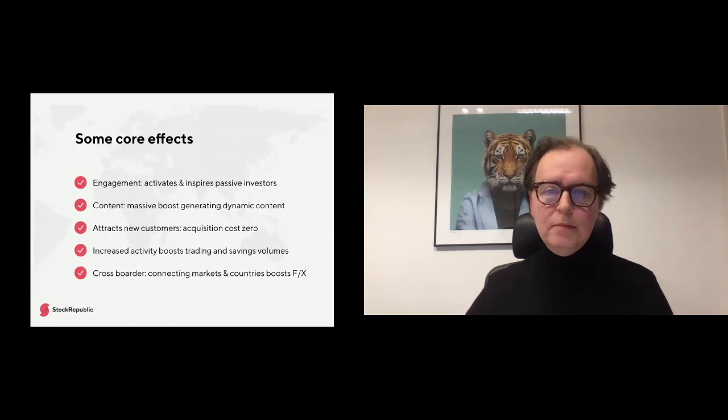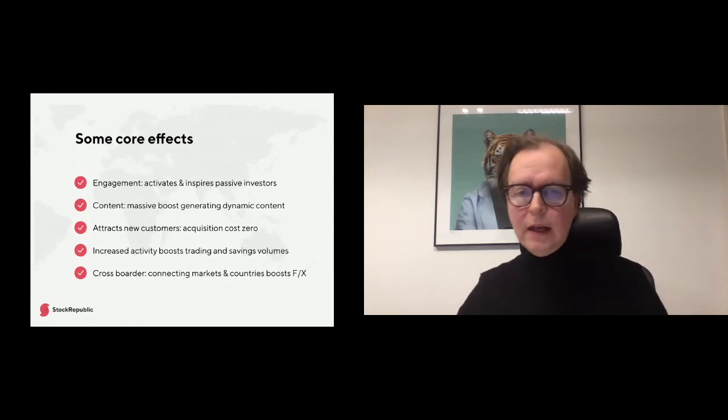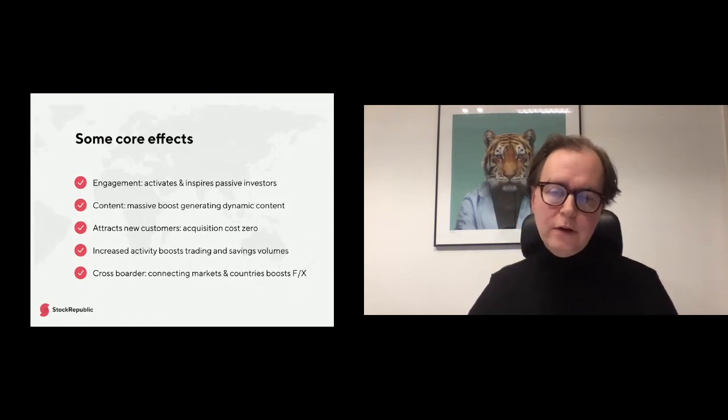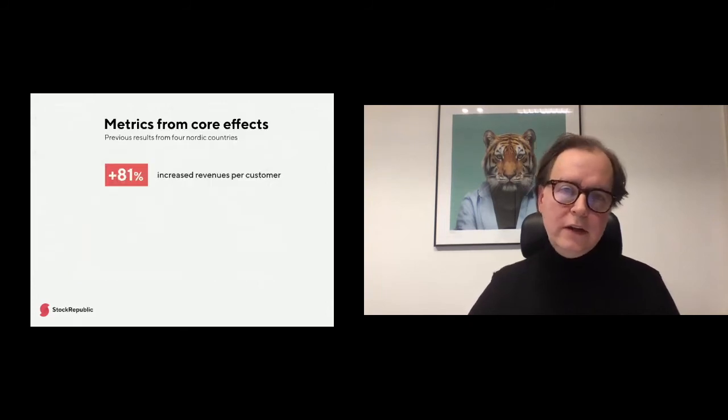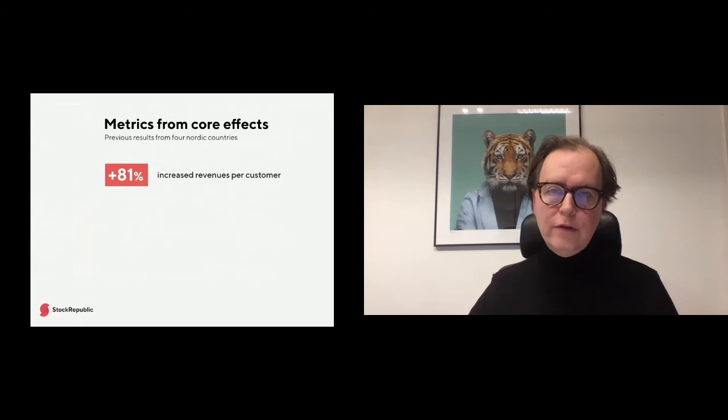Increased activity boosts trading and saving volumes. And if you're into cross-border, buying something in another currency, this is something we've really seen boom in our metrics. And if we come into the more specific metrics, these are the average increased revenues per customer using this service annually.